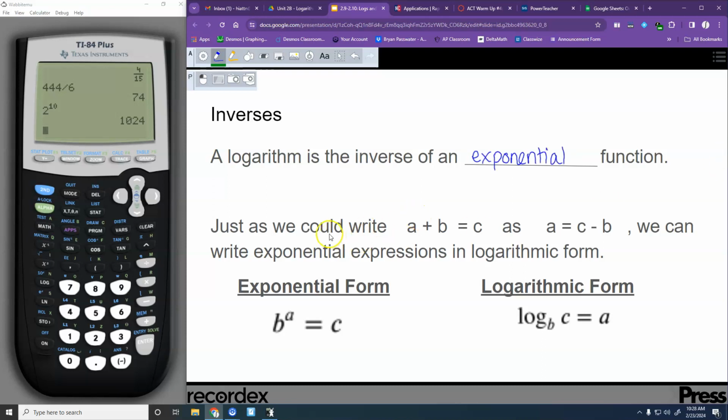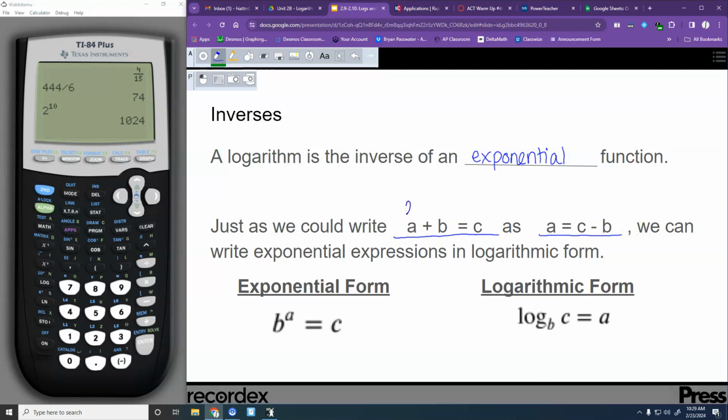Okay, so here, just as we could write A plus B equals C, right? That's addition. That would be equivalent to saying A equals C minus B, right? Those two statements are equivalent to each other. It's really the same equation being written in a different way. We do this a lot with lines.